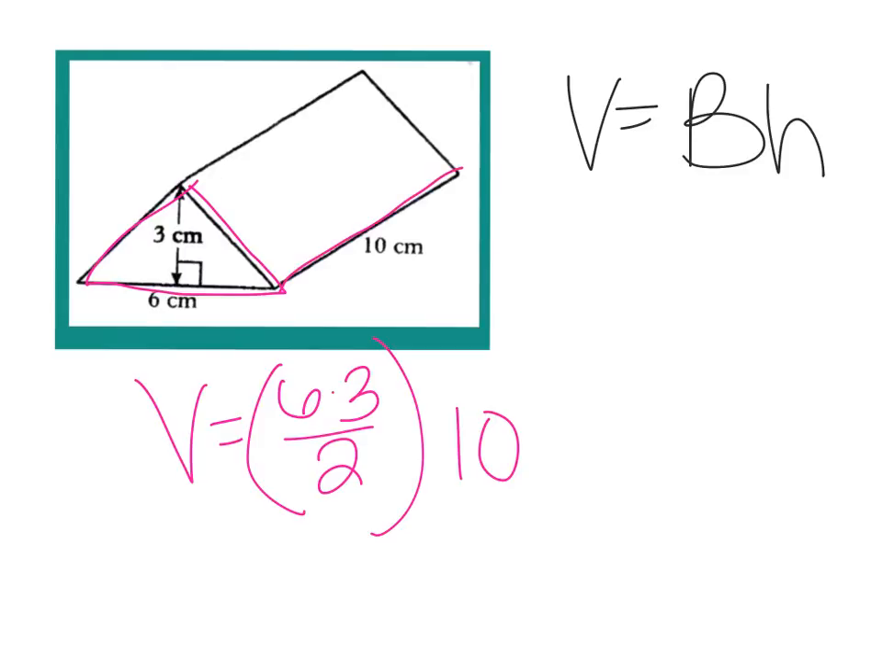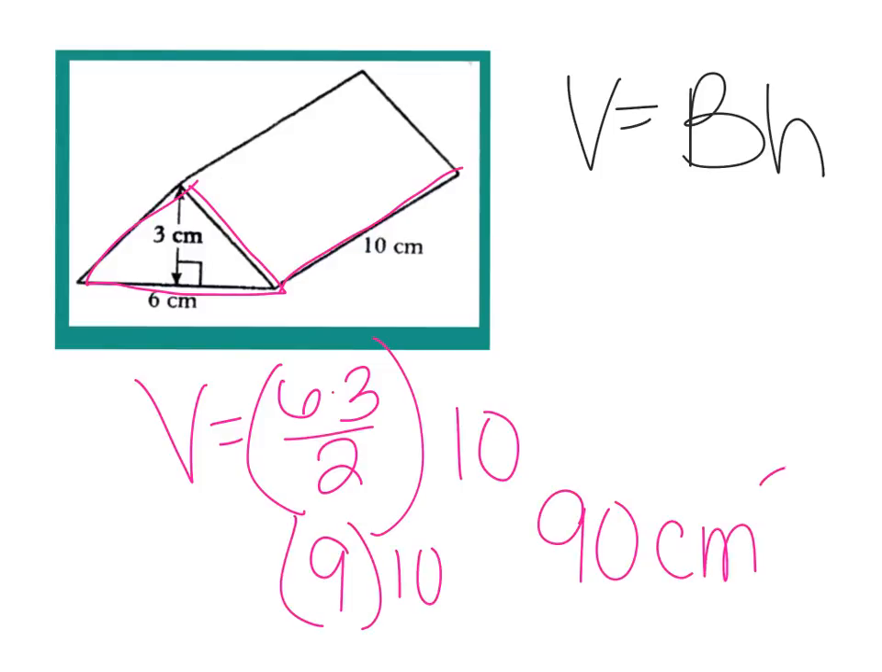Even though it's laying on its side, the bases, the things that are matching on both sides, are our triangles. So area of the base times the height. You're going to do 6 times 3 divided by 2 gives you 9, times the height, which is 10, so it's 90 centimeters cubed for your answer. Area of the base times the height. Go ahead and do the work for that one, and then attach it in the Google Slides.